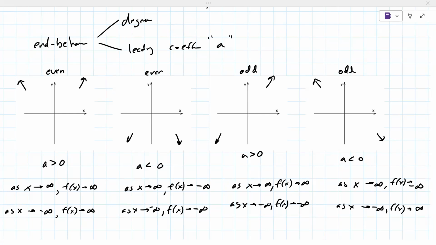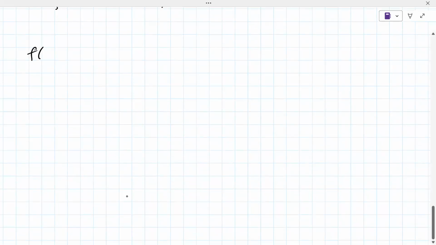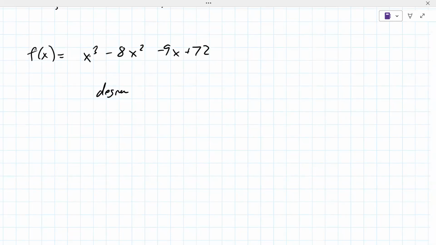All right. So we've looked at a couple of functions today. Let me go back and grab them. So we looked at one, so I can pull it up here. We looked at x cubed minus 8x squared minus 9x plus 72. The degree of this one, can you tell me that? What is the degree of this?